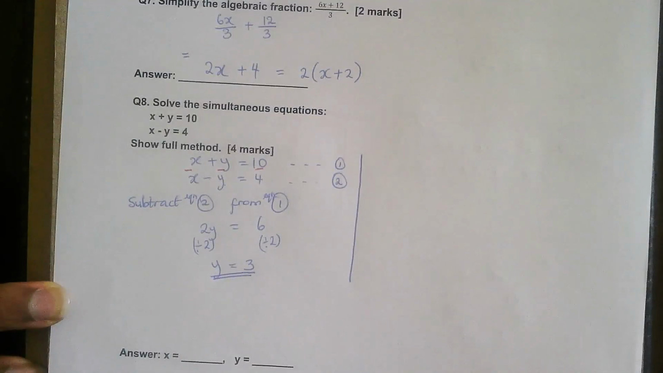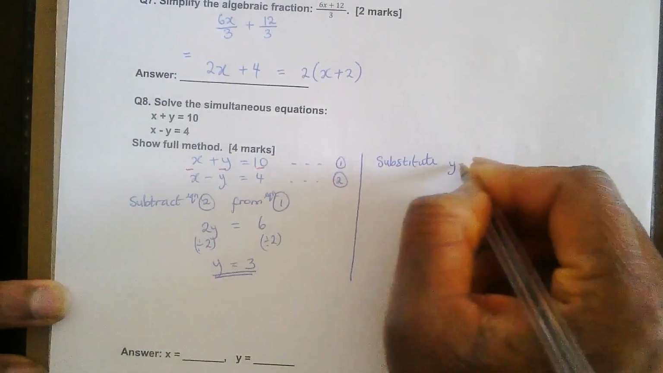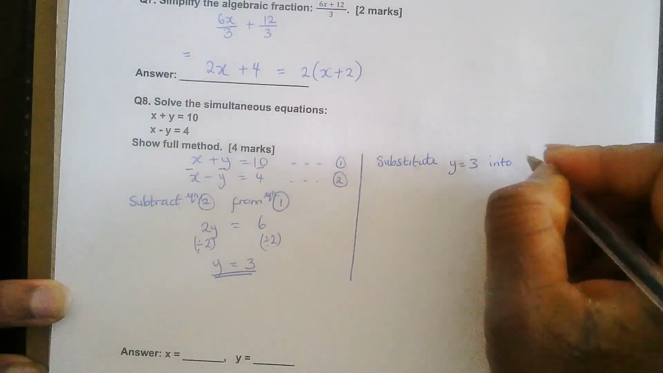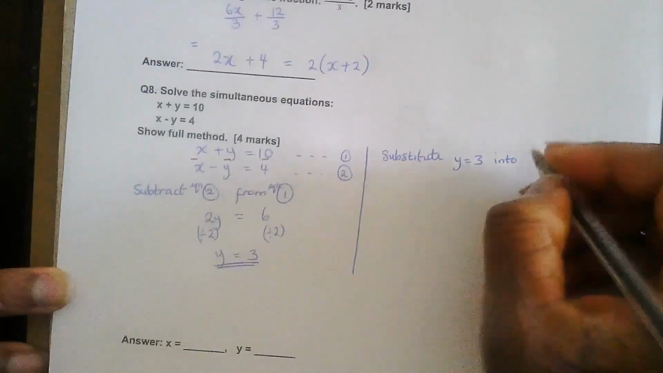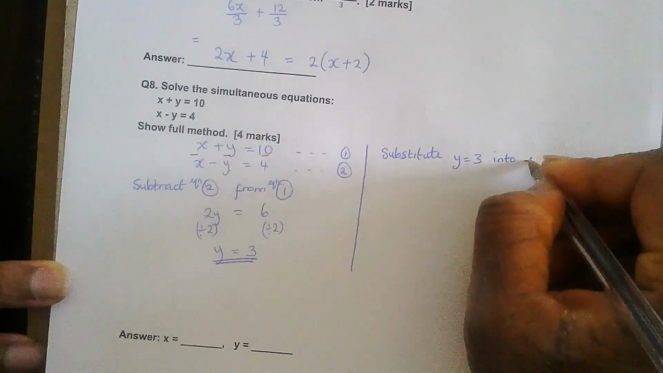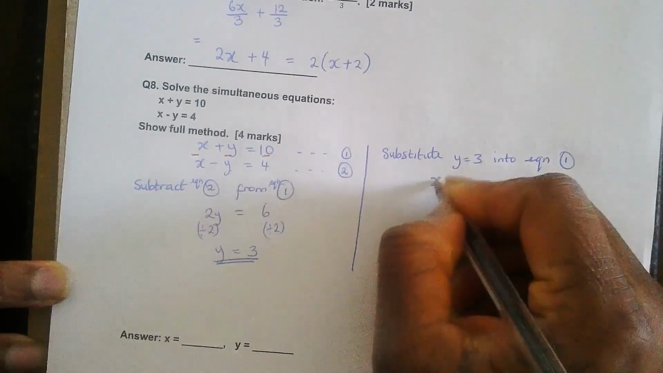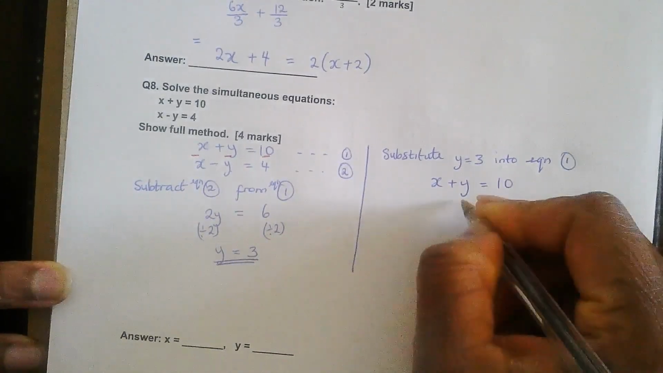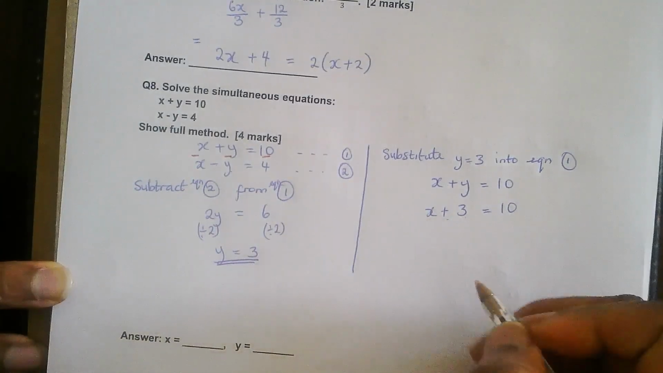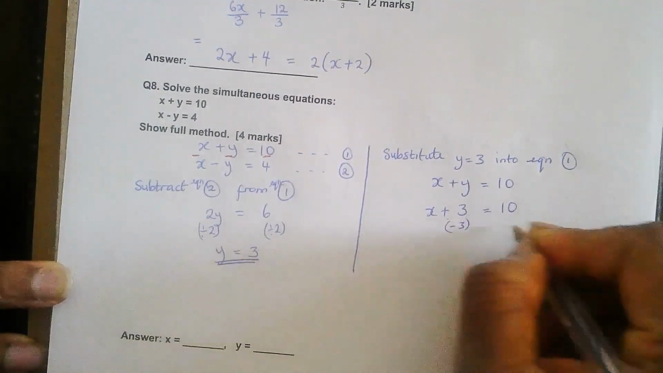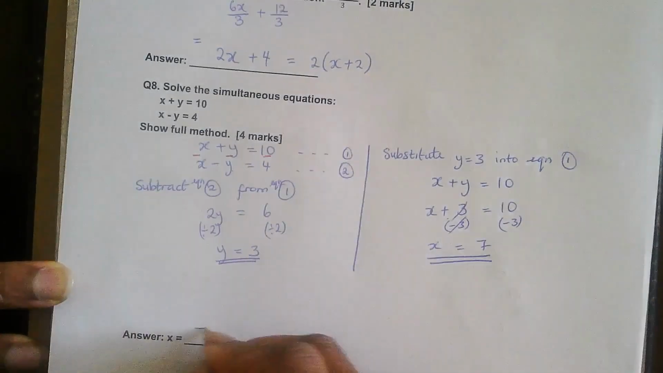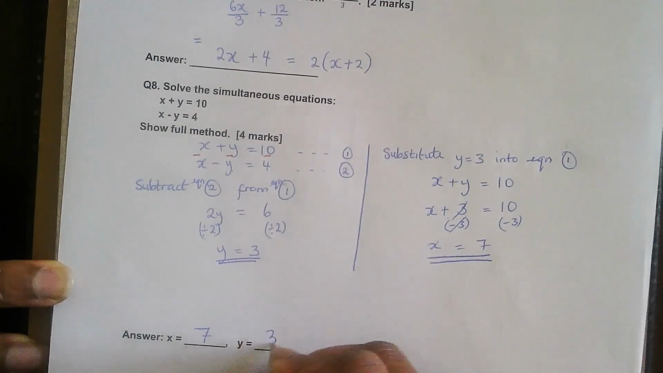Let's find the value of x. Substitute y equals 3 into any of the two equations. I'm going to pick the first one. It doesn't matter which one you choose. You will end up with the same answer for the value of x. I'm going to substitute into equation 1. x plus y equals 10. And if y is 3, what is x? Something add 3 gives 10, or if you like, subtract 3 from both sides and that would give you the value. So x equals 7. x is 7 and y is 3.